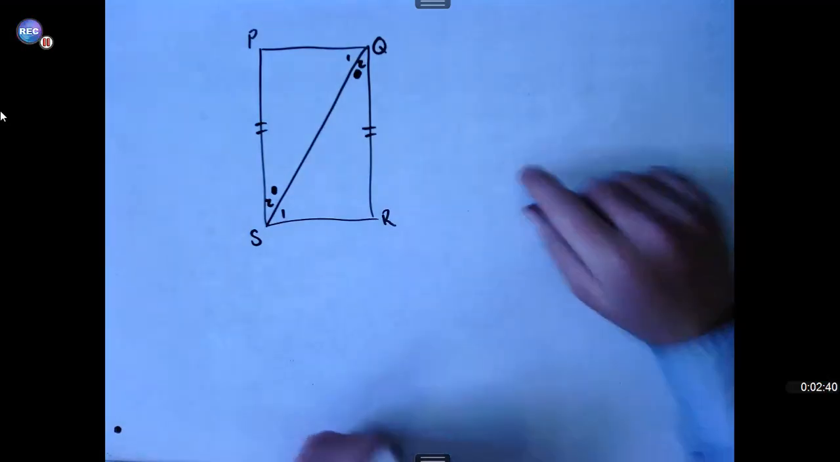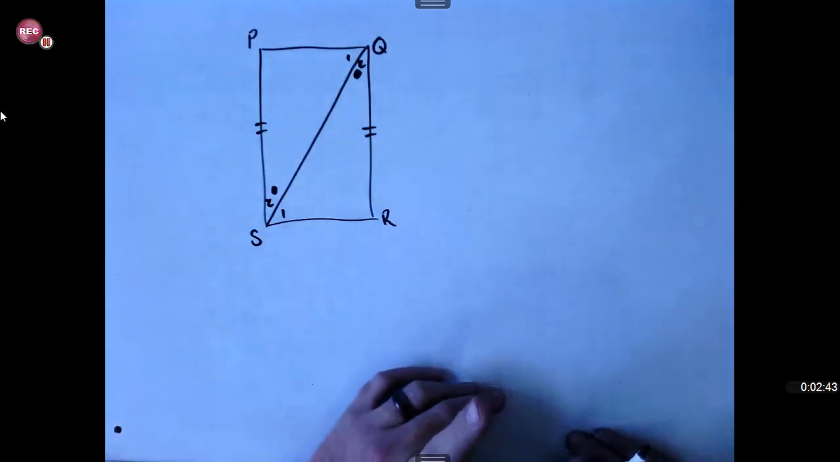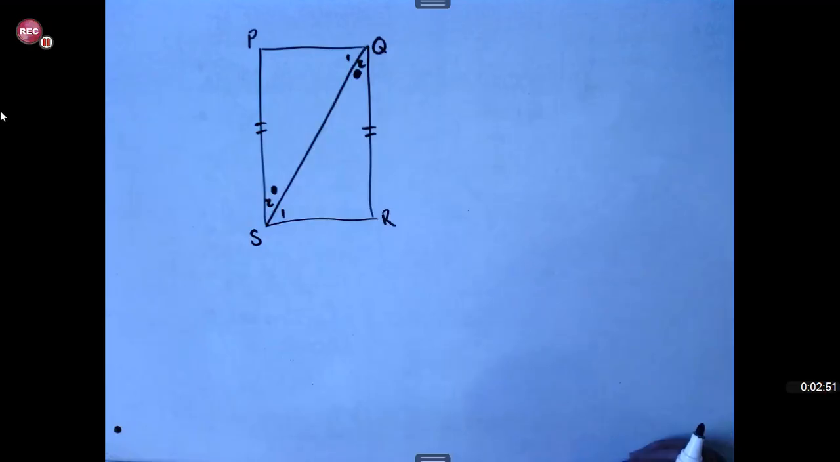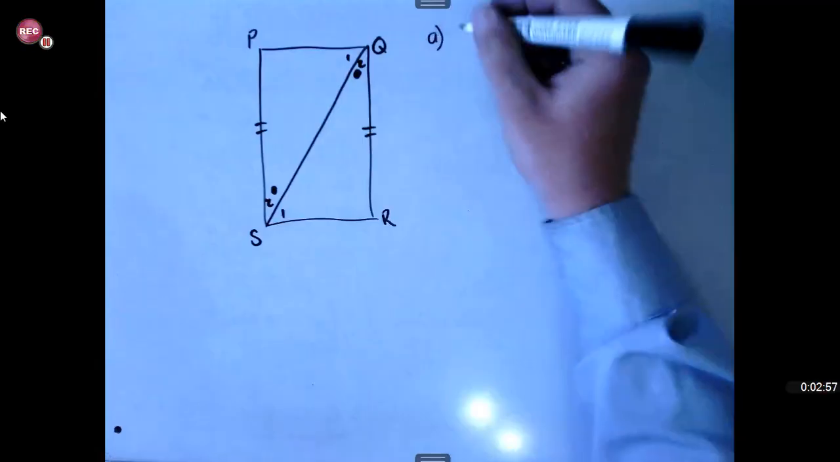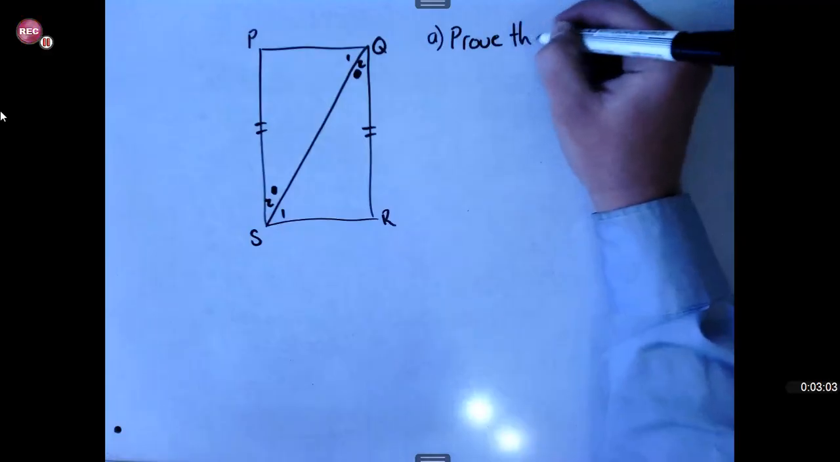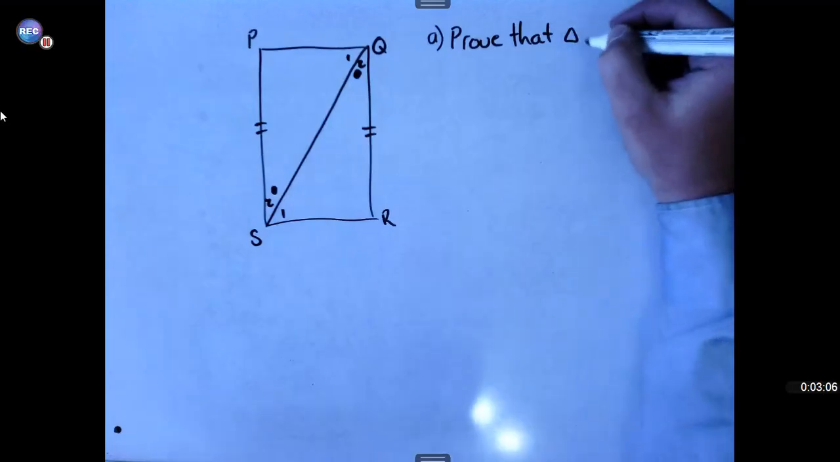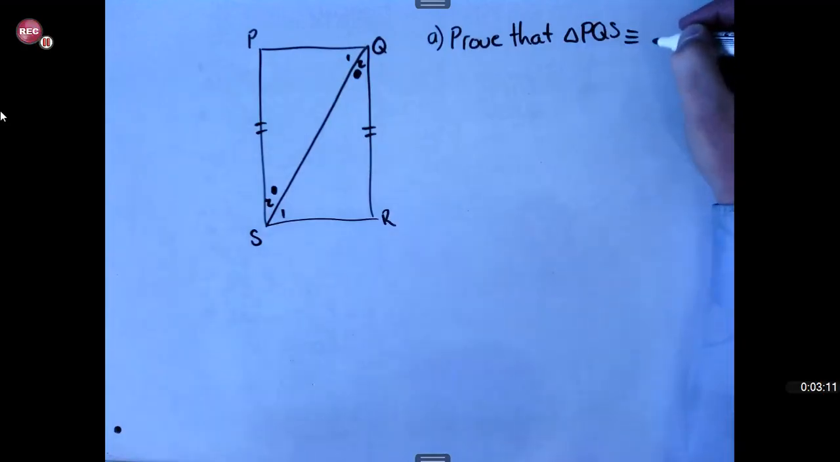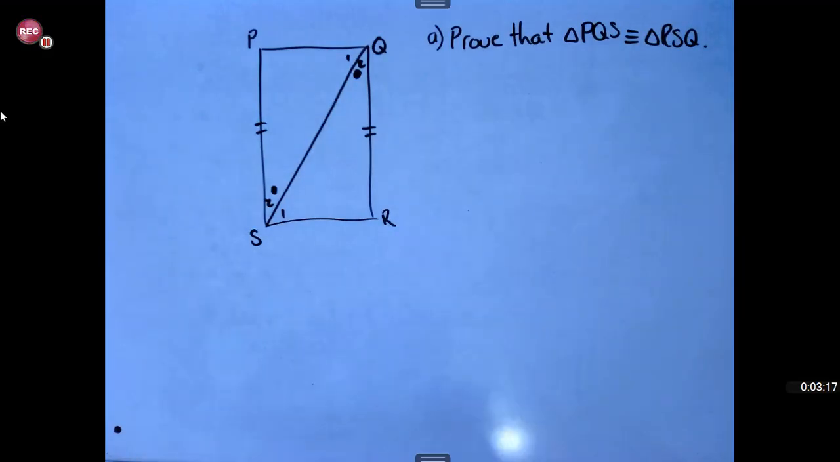Due to these 3 facts and this condition provided, I can therefore say that triangle so-and-so is congruent to triangle so-and-so. So with regards to this question, I'm going to have a few questions that we are going to work on. The first one, question A, we're going to prove that triangle PQS is congruent to triangle RSQ. Prove that triangle PQS is congruent to triangle RSQ.